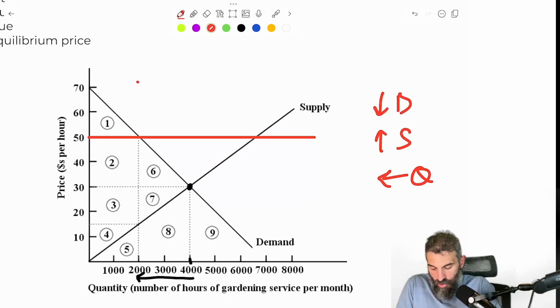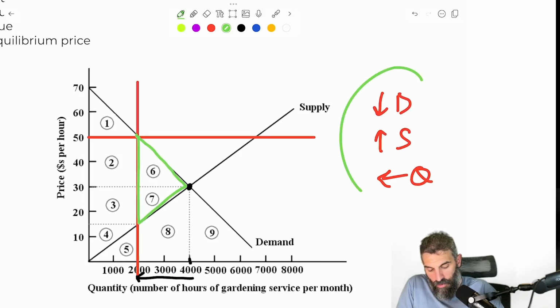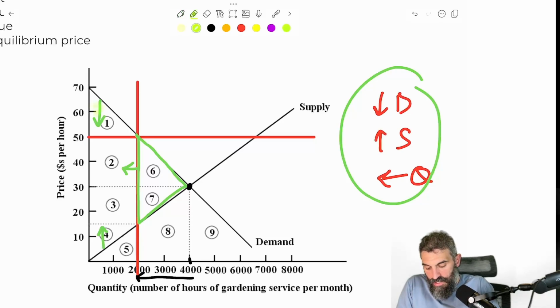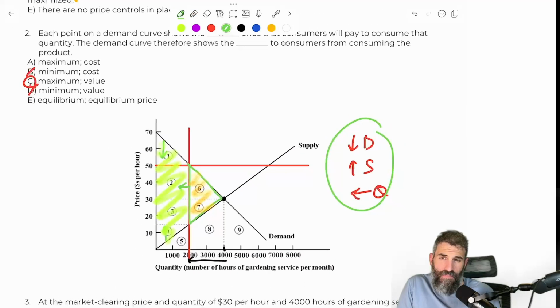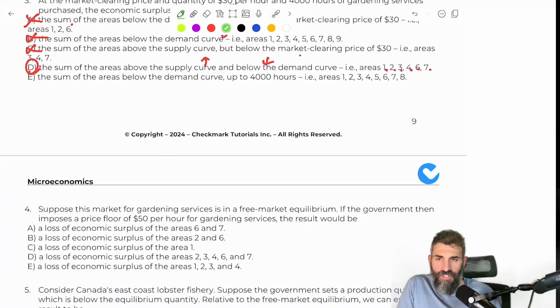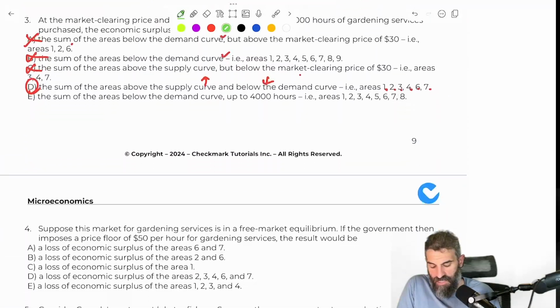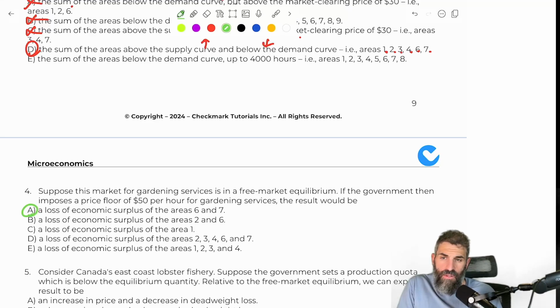So it helps to just draw a line. This is basically your new quantity. This entire area would be eliminated from the economic surplus because now, if you follow this, you have below demand, above supply, left of quantity. This is your economic surplus. So this part is gone. That's what we call deadweight loss. So we would have a loss of economic surplus equal to areas 6 and 7. So the answer would be A here.